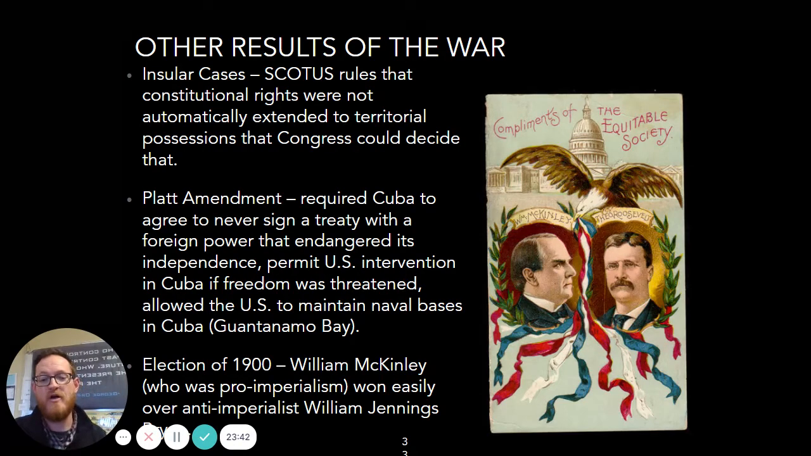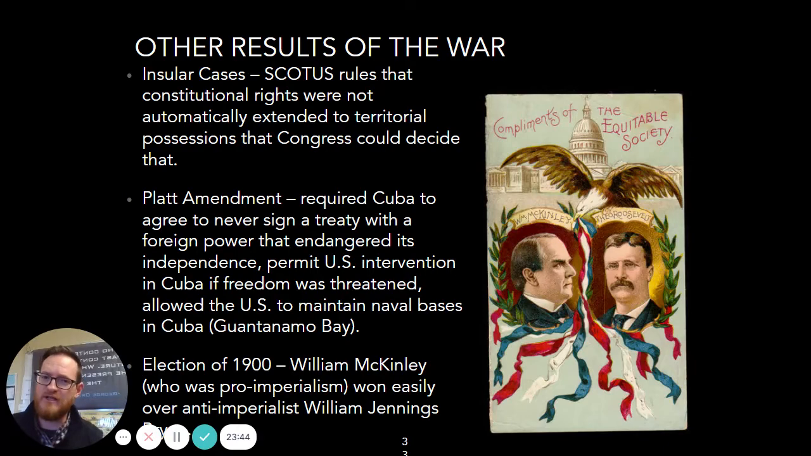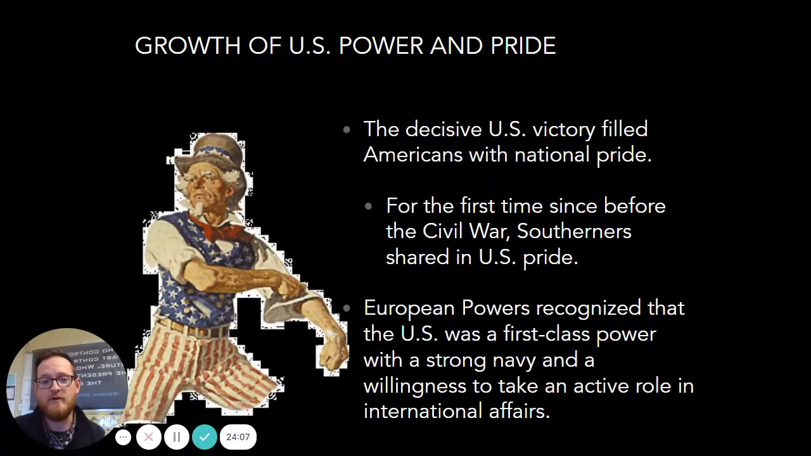Also, the election of 1900, we've mentioned this one before, where Teddy Roosevelt will be the vice president, but William McKinley would win pretty easily over William Jennings Bryan, who was an anti-imperialist. Again, this is the overall feeling Americans have, even though they don't necessarily understand all these moving pieces and why we'd be interested in the Philippines. People still were okay in a general sense with us having that territory.